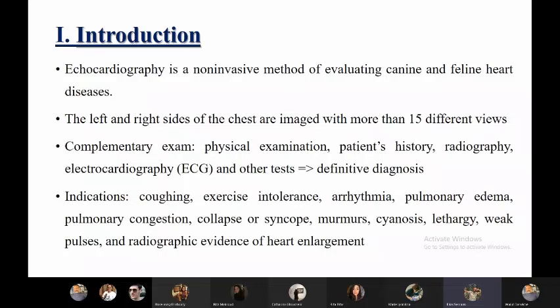Some indications for echocardiography include coughing, exercise intolerance, arrhythmia, pulmonary edema, pulmonary congestion, collapse or syncope, murmurs, cyanosis, lethargy, weak pulses, and radiographic evidence of heart enlargement.